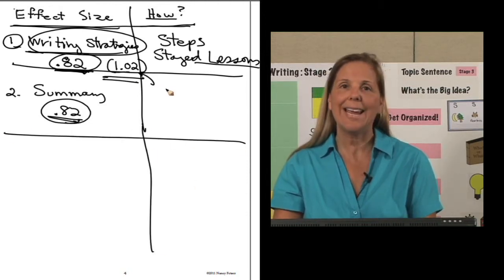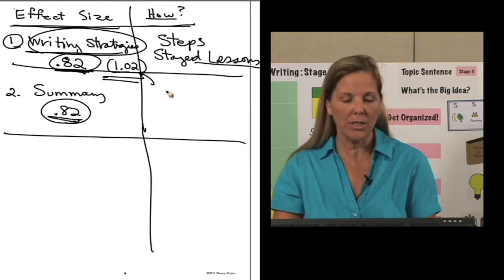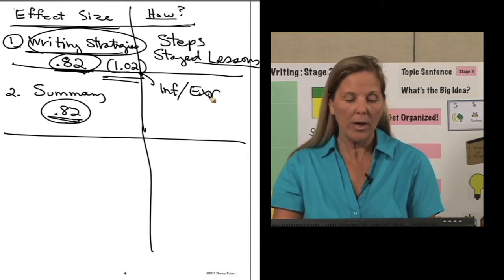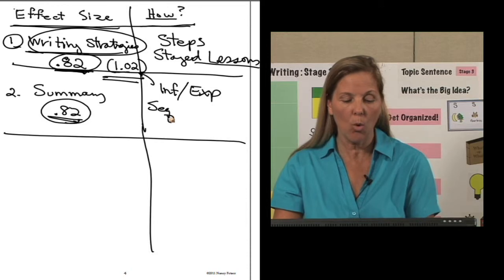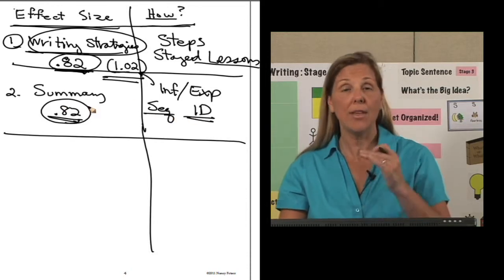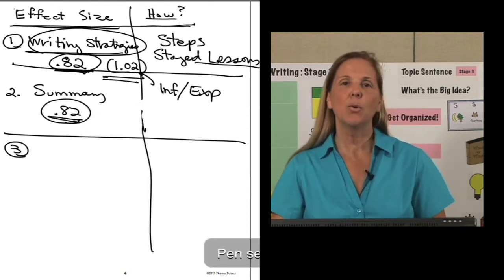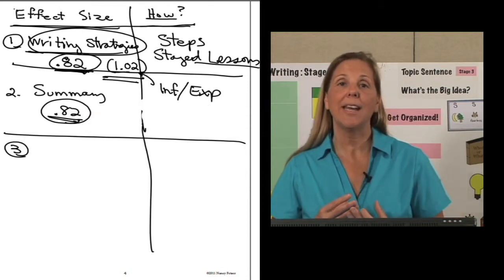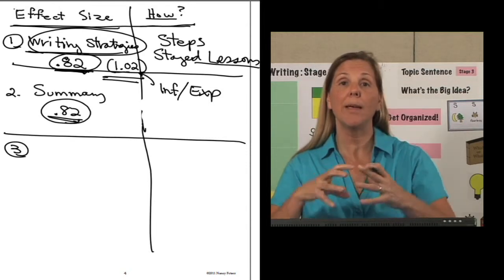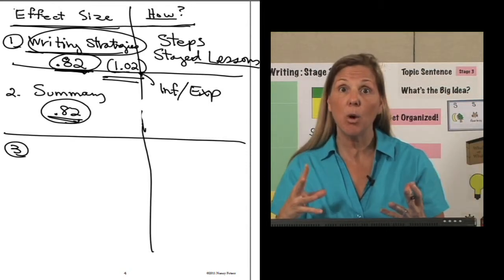How do we do that? Again, summary writing is going to go under our informative explanatory writing, where we're actually going to sequence or identify the most important information in what we've read, and then we're going to write that summary in our own words. So we know that summary writing is pulling out the most important information, the big idea of what you've read.